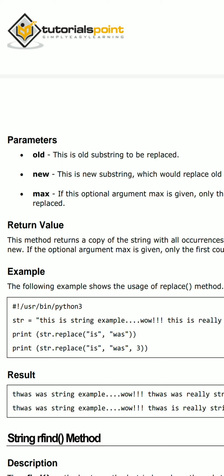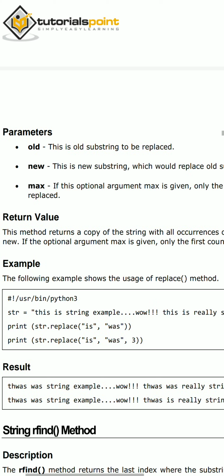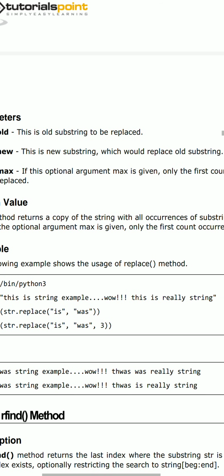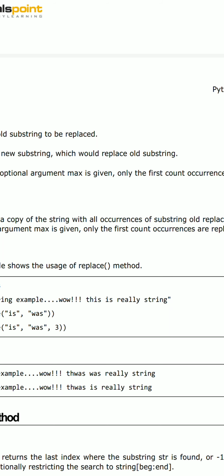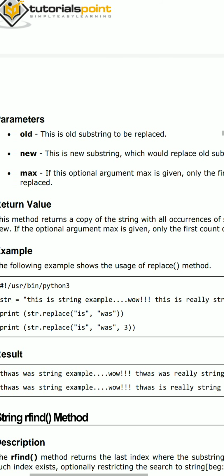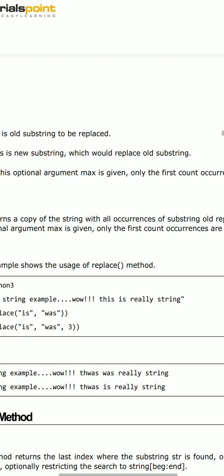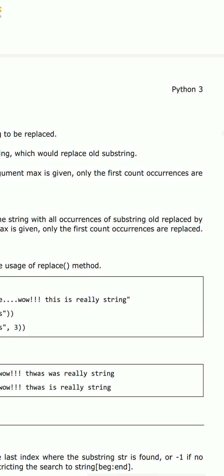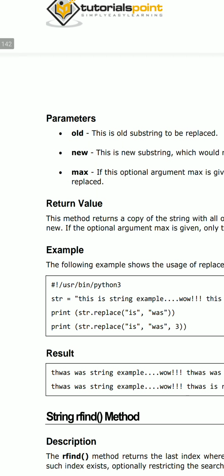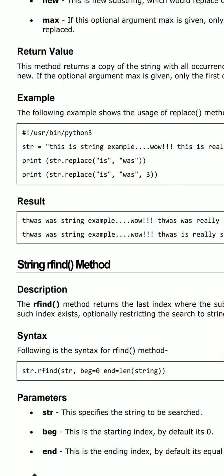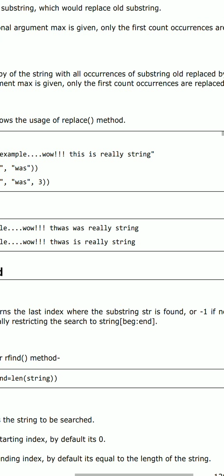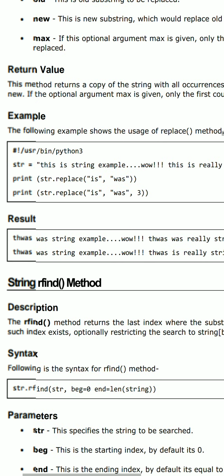The first parameter is old. This is the old substring to be replaced. And next one, new. This is the new substring which would replace the old substring. And max, if this optional argument max is given, only the first count occurrences are replaced. And the return value is a copy of the string in which the occurrences of the substring old are replaced by the new.